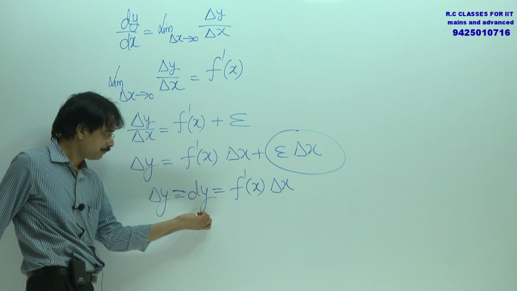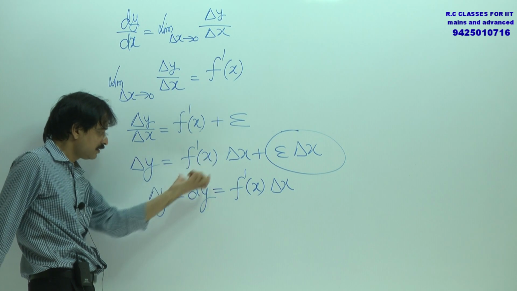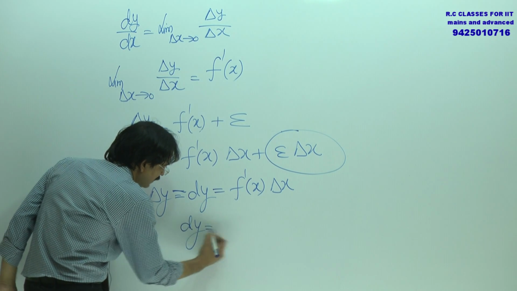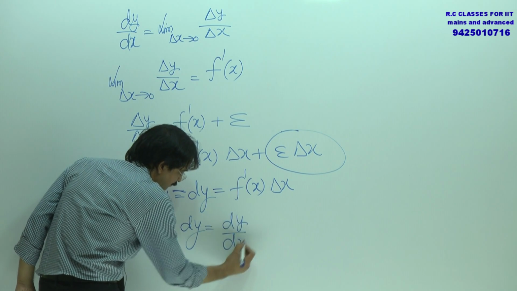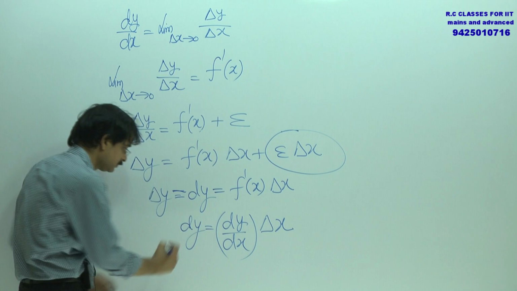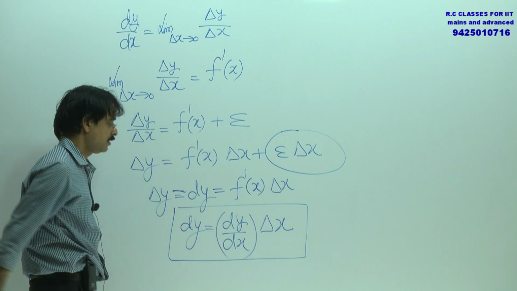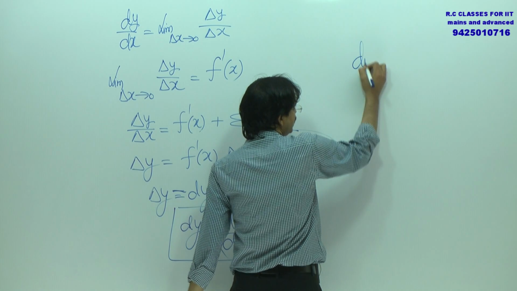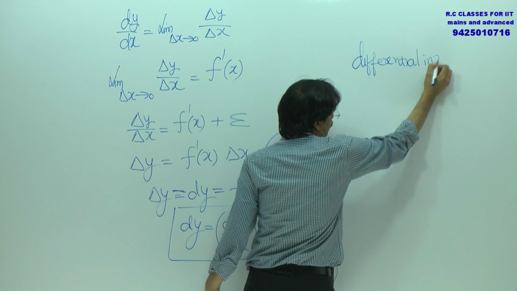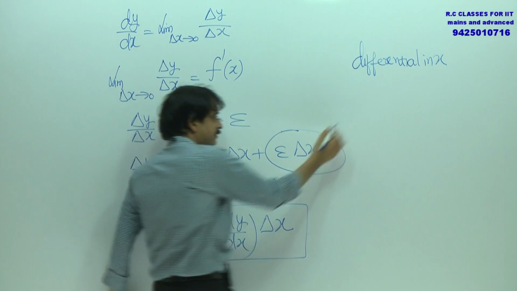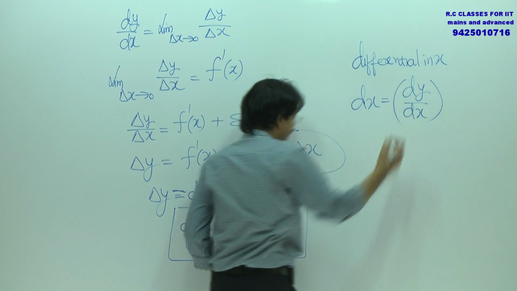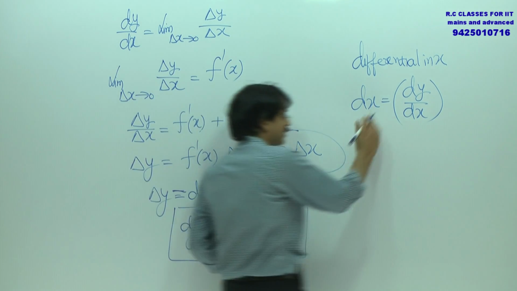That is the differential in y. We can write that the differential in y is equals to f dash x delta x, right? That dy is equals to f dash x, which is dy by dx, into delta x. At the same time, that is the differential in y. If I say differential in x, it can be written as dx. In fact, if I say differential in x, that is going to be dx.